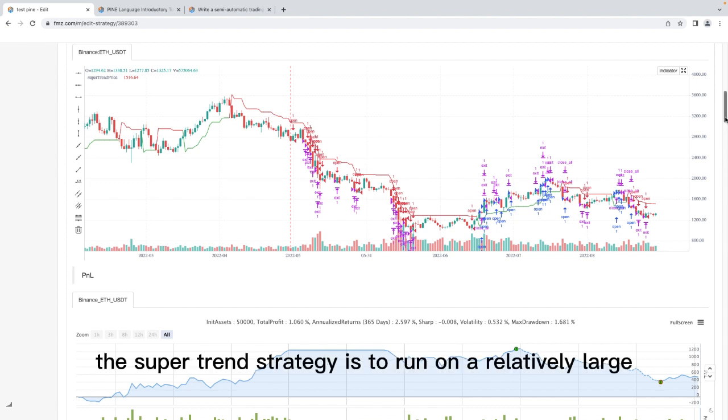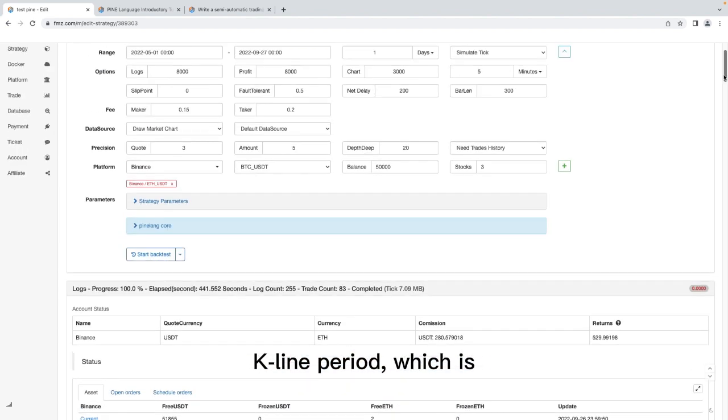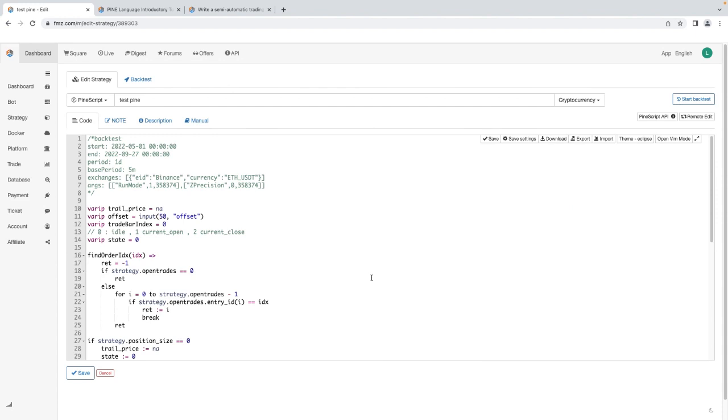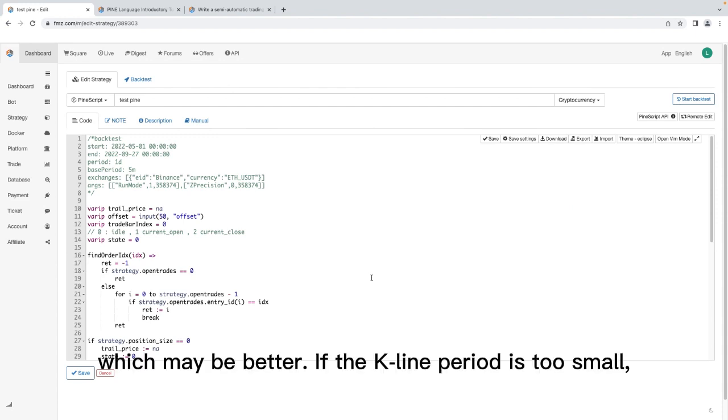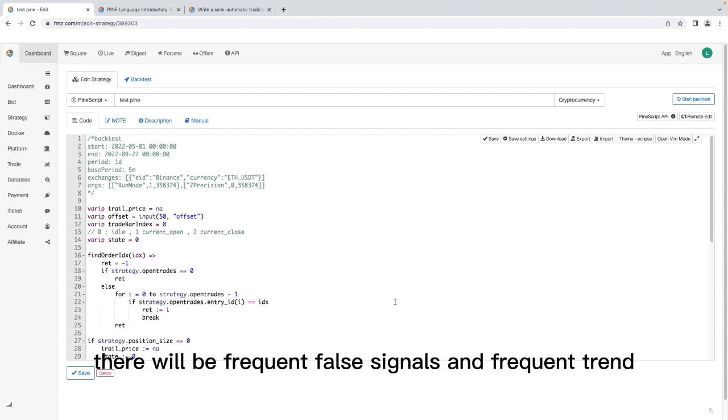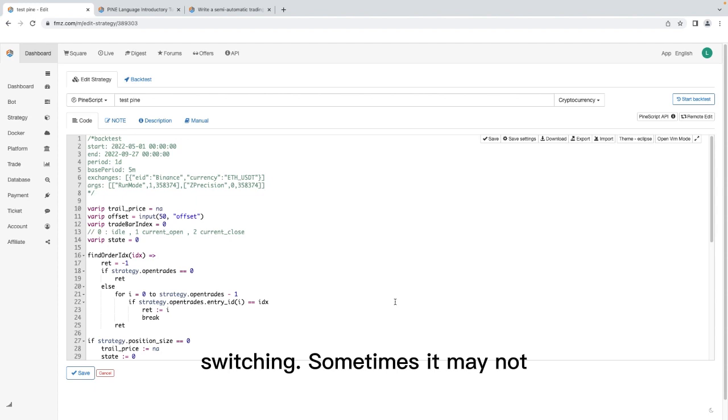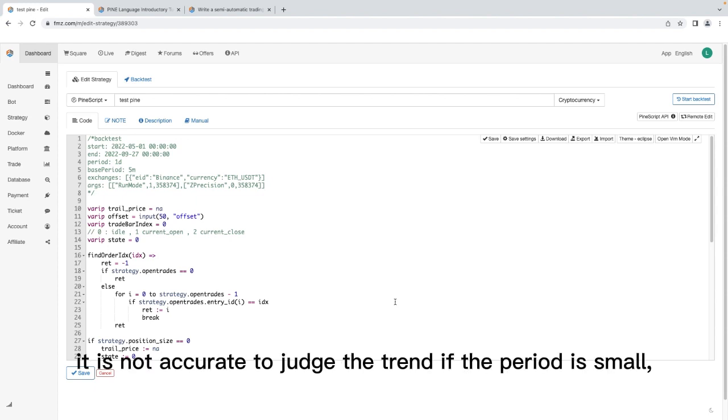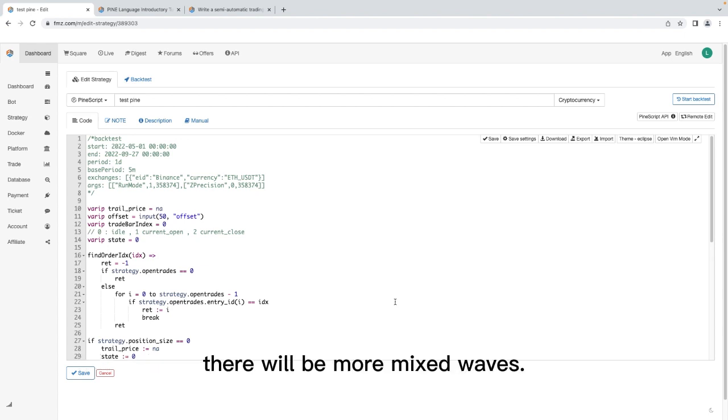In general, the super trend strategy is better run on a relatively large K-line period. If the K-line period is too small, there will be frequent false signals and frequent trend switching. Sometimes it is not accurate to judge the trend. If the period is small, there will be more mixed waves.